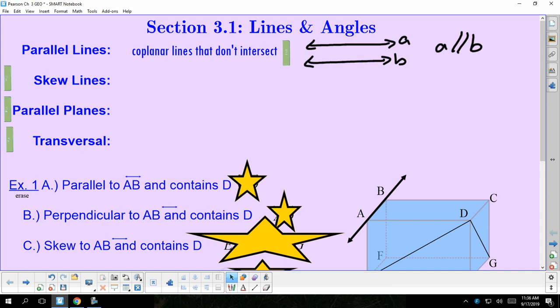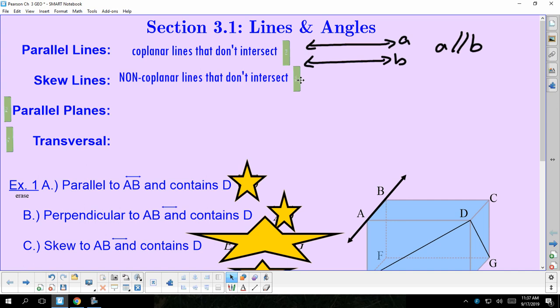Skew lines are non-coplanar lines that don't intersect. The two lines that do not intersect, mainly because they're on different planes. I like to think of that as, let's look at this room, right? If you look at the top of our board here, that line that goes on it, that went on and on forever, right? And then we look at the bottom line here, of where the floor connects to the wall, that goes on and on forever.